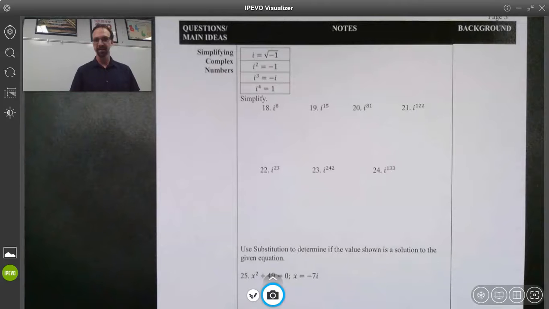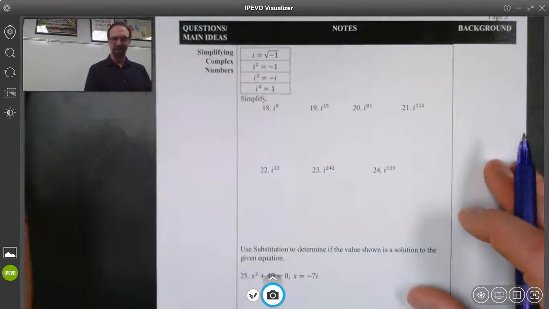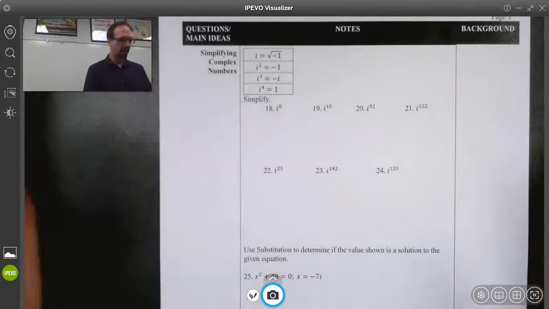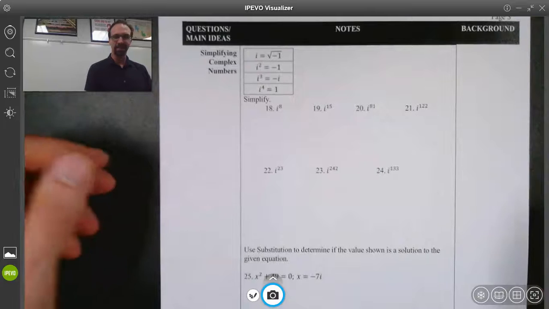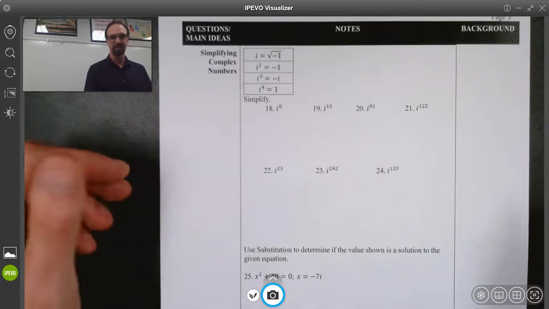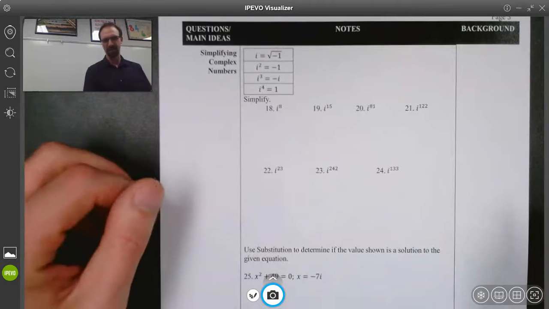This is over complex numbers. At this point, we're just jumping into simplifying complex numbers. This is going to feel a little bit easier compared to what we just did, just because the concept behind it, not necessarily difficult, is for most students just a little bit easier to grasp.